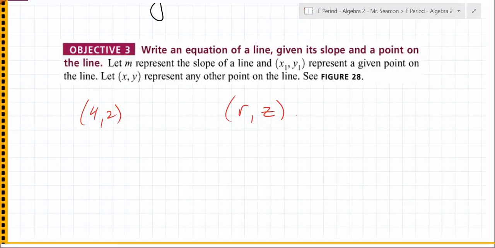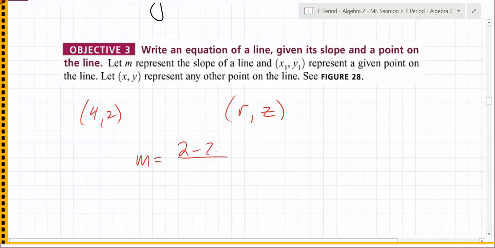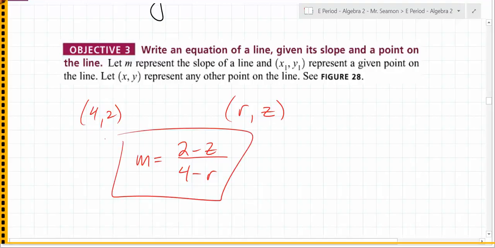If I wanted to find the slope between these 2 points, what would it be? 4 minus r. Close, that's the x value, careful. What goes on top? Oh, y. So what would it be? 2 minus z over 4 minus r. So if I knew z and r, could I plug them in there? Yes, but right now, have I given you values for z and r? No. So right now, is this as good as you can get? Yeah, you can't simplify that. That's as good as you can get.